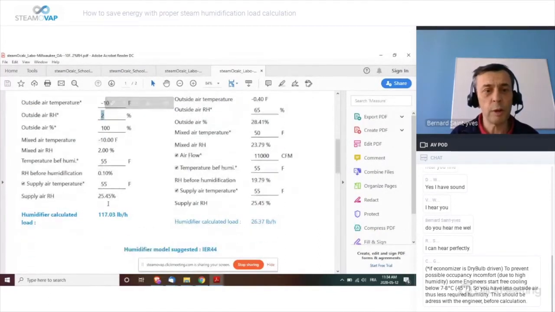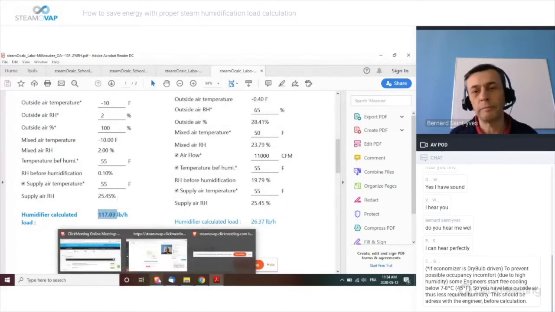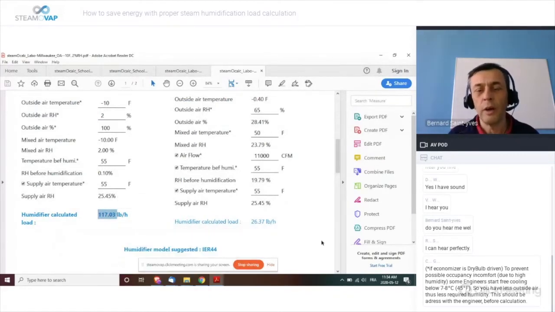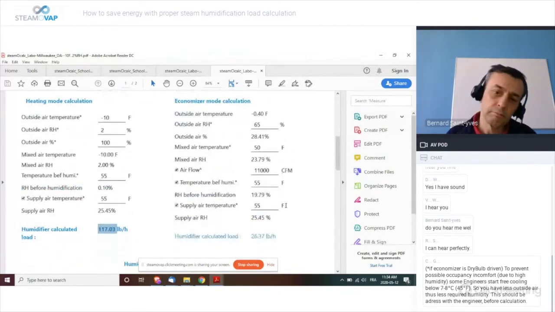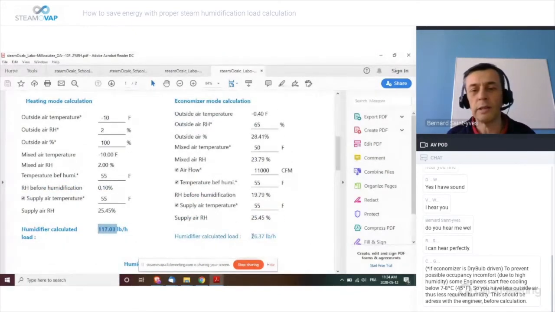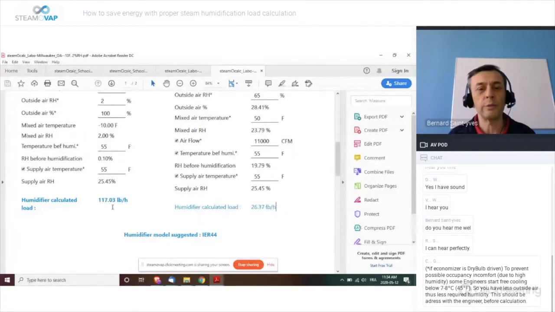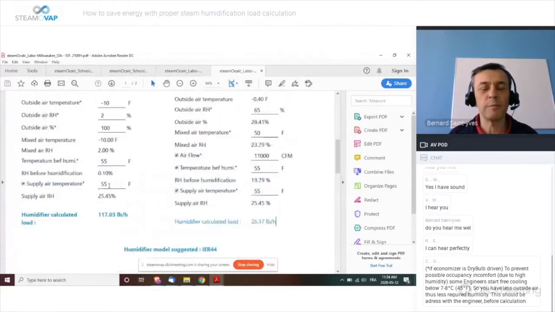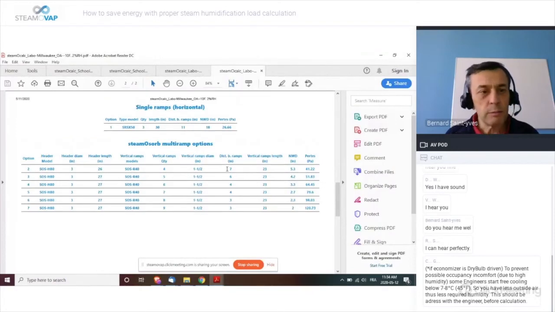And here you see this. And then we finish up with 120 pounds an hour. And the economizer mode, which I entered even if it was not indicated, is only 26 pounds an hour. So this can tell you there is a big difference.